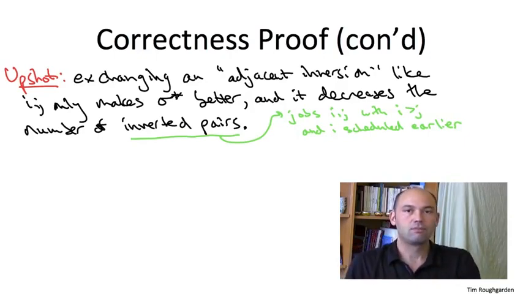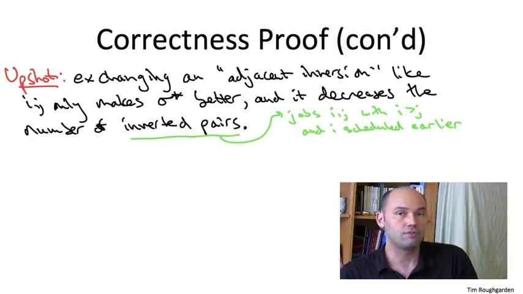So here's the proof in a nutshell. We take an arbitrary competitor, some schedule sigma star, and either it's the same as the greedy schedule, or it's not, in which case there's an adjacent inversion and we exchange it. We get a schedule that's at least as good and has fewer inversions. Either this new schedule is sigma, in which case we're done, or it's not, and then we find an adjacent inversion and exchange it. It only gets better, and we keep going.